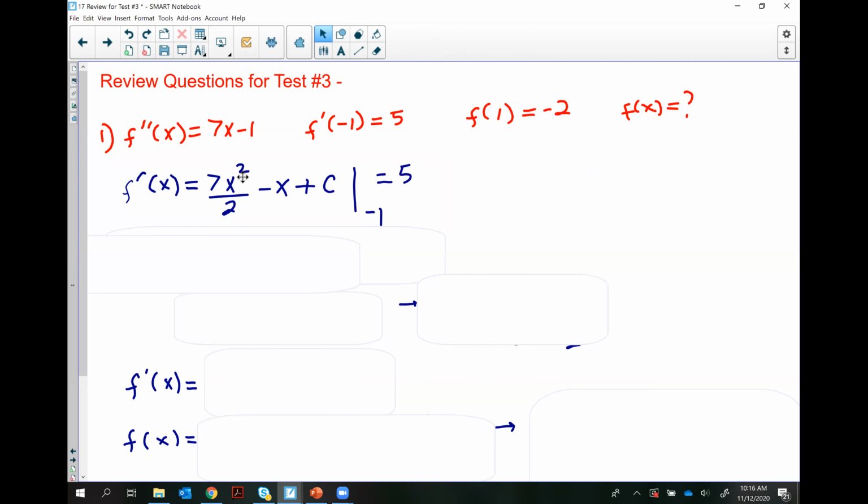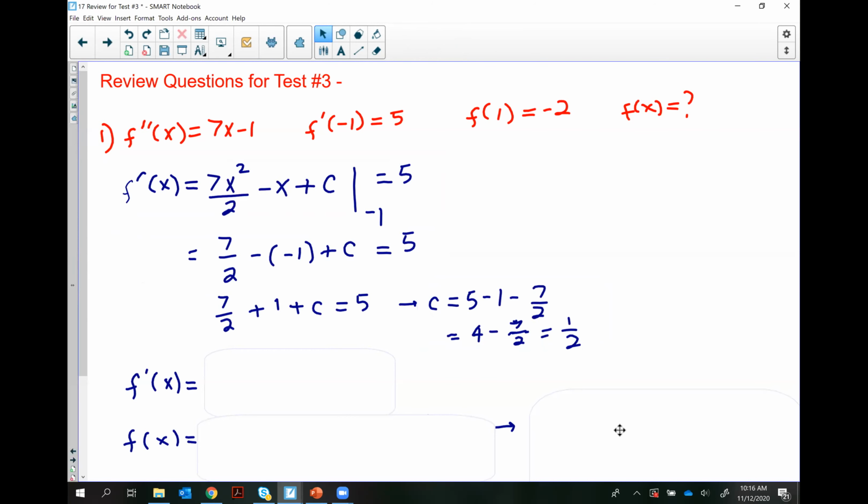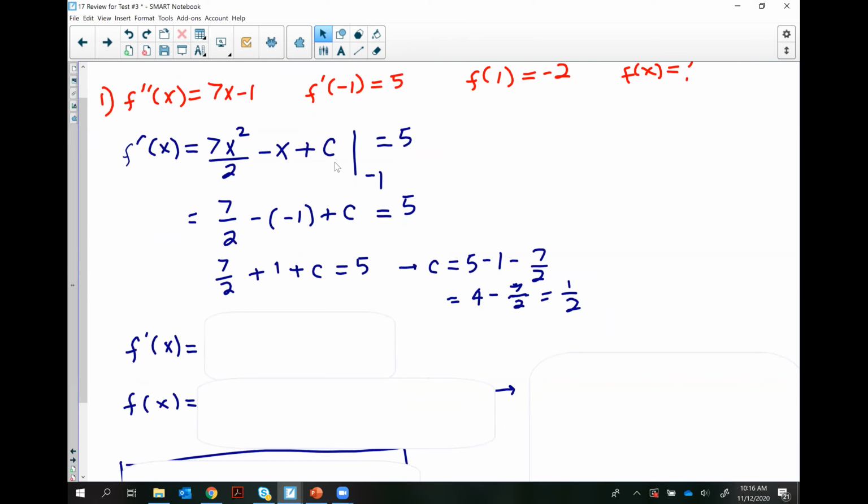So -1 squared is 1. So you have 7 over 2 minus -1, or plus 1, plus c equals 5. And subtract 1, subtract 7 over 2, that should give us our c value. Many of you, I think, said that you got that already. You got 1/2. And once you have it, rewrite your f prime function with the correct plus c, which is plus 1/2 at the end. Good, good, good. Some of you, I see you got the second constant also correctly as -19/6. Let's see how we get that.